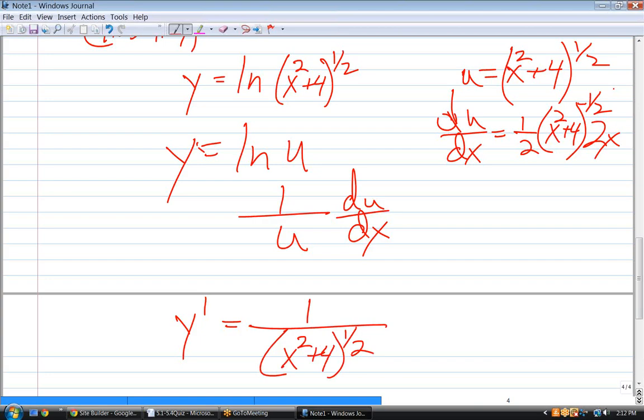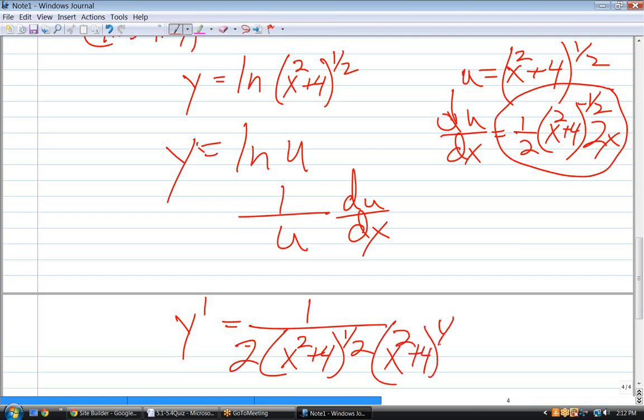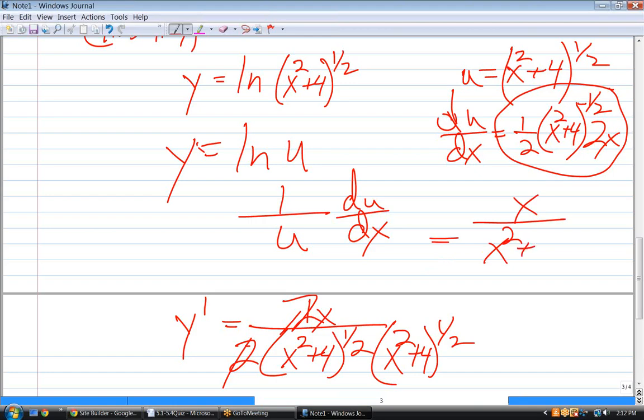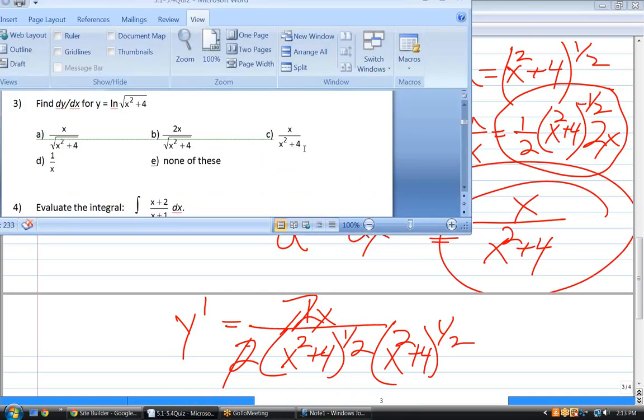times du dx, which is 1/2. This is in the denominator, x squared plus 4 to the 1/2, and the 2x is in the numerator. Now the 2's cancel, and we have x over x squared plus 4. That should be on there as an answer. C.